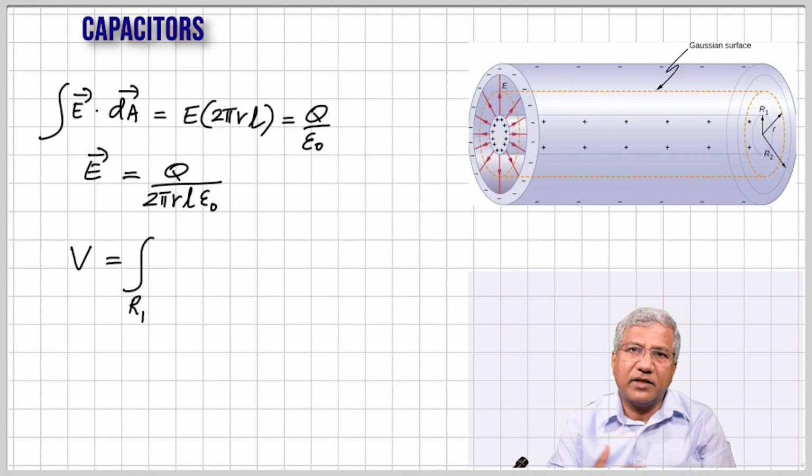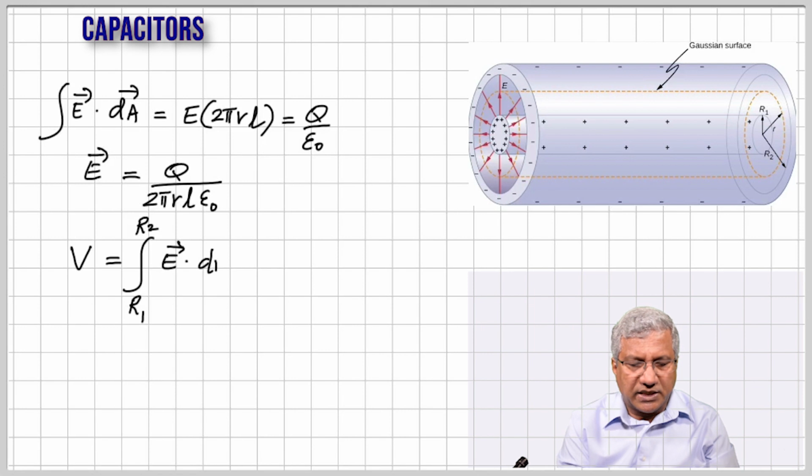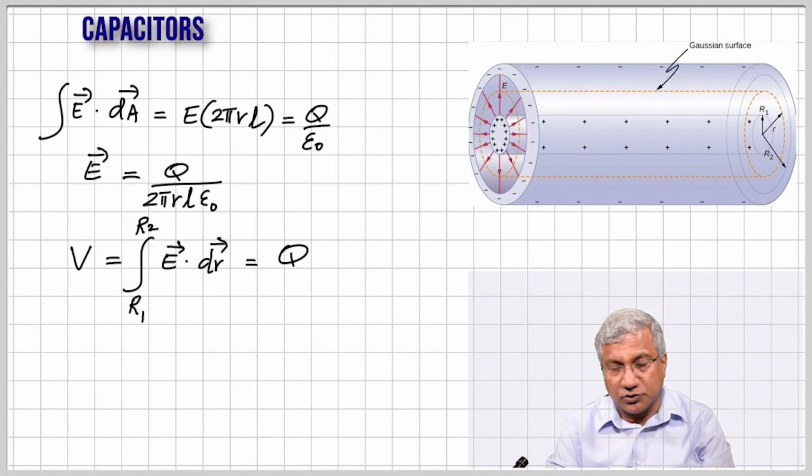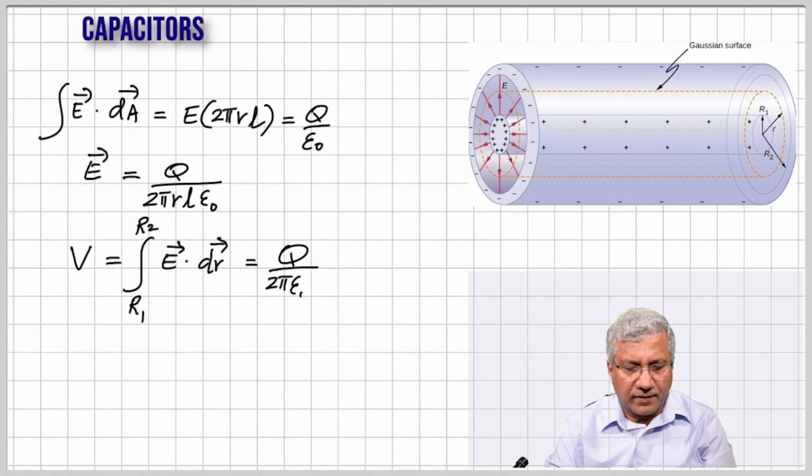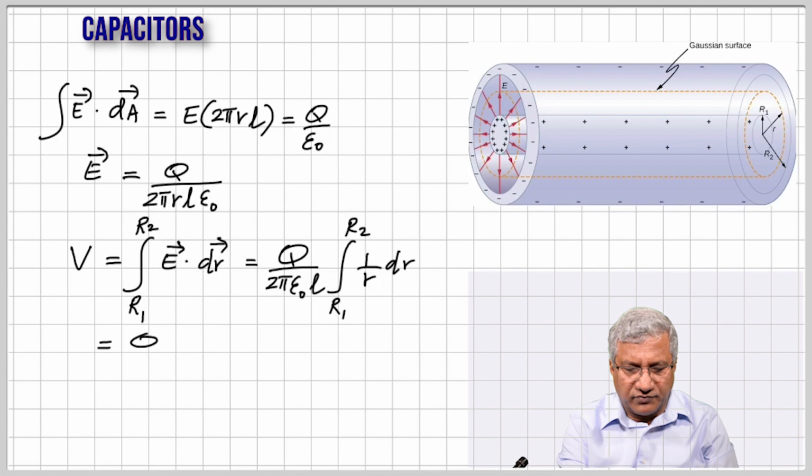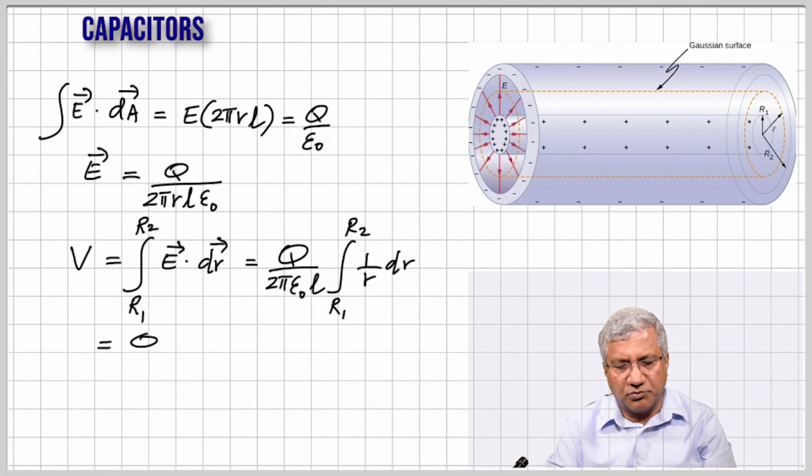We have that. And then voltage, again, is defined as the work done in taking this charge from R1 to R2, plus 1 coulomb, just like before. And that's E dot dr. So substitute the value of E. E is Q by 2 pi rL epsilon naught. Take the constants out. The only variable is r, and that's inside. So you have integral R1 to R2, 1 by r dr.